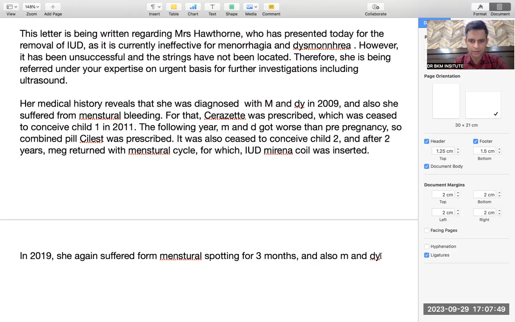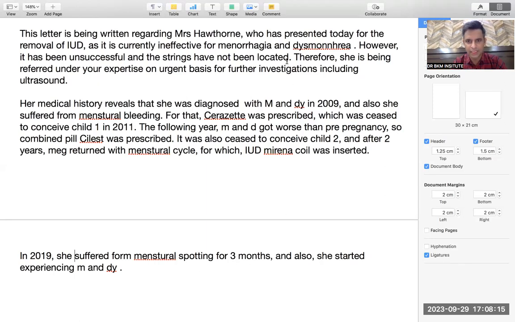Menorrhagia and dysmenorrhea. Returned, but I have already used the word returned over here. Right? So I won't use it, and also she started experiencing. So I'm just using the same vocabulary. She started experiencing menorrhagia and dysmenorrhea again. Or I can say she suffered from menstrual spotting for 3 months and she started experiencing dysmenorrhea again. So again is right, looking better over here. If I would have written it earlier, then also it was fine. But now this is here.